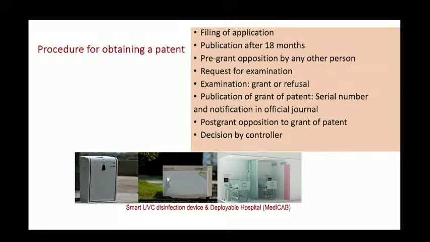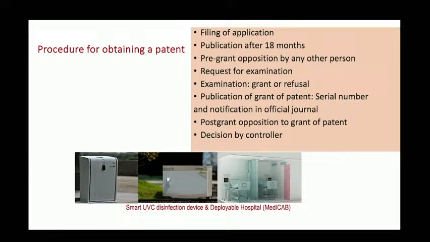Then what is the procedure for obtaining a patent? Filing of application, publication after 18 months. So for 18 months it will be displayed. Then there will be a pre-grant opposition by another person. Some other person can claim, "Hey, I've already done this patent," so this person cannot get it. Then a request for examination has to be made. The examination can be granted or refused, and then a serial number and notification in an official journal will come. Once it comes in the serial number, the same thing has to be evaluated again, and then finally the decision is conveyed to you. So this is the entire process of the patent.